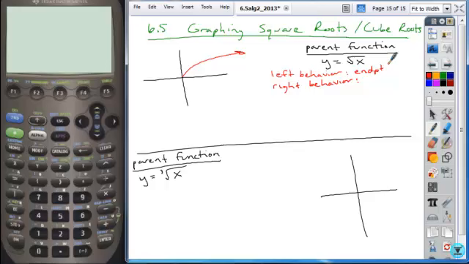What about the right behavior? Does this graph go up and to the right or down and to the right? Again, if we were tracing this graph, would our pen be moving up or down? Up. So it goes up and to the right, which means it rises to the right.